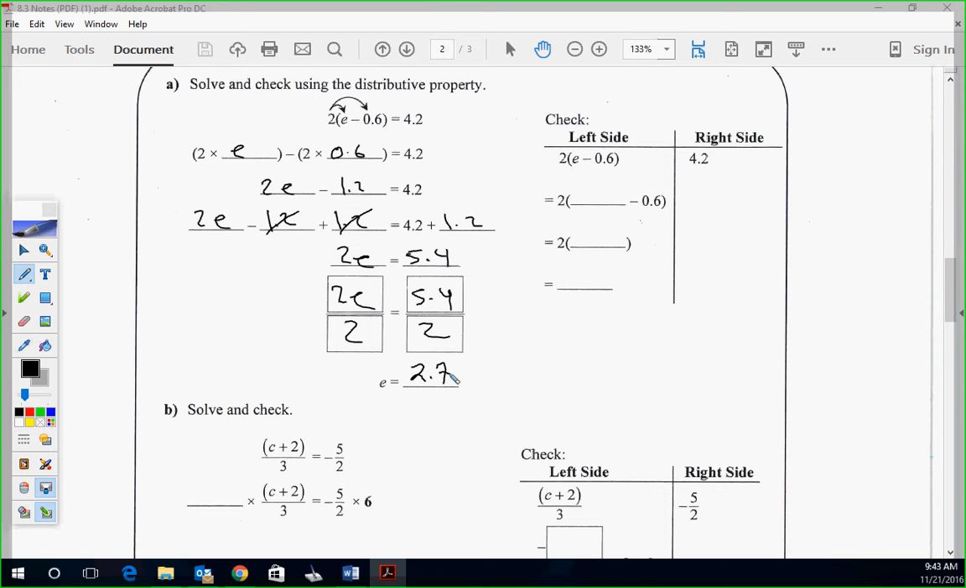Are we all right? Okay, I'll do the quick check here for you. So we got 2.7. 2.7 minus 0.6 is 2.1. 2 times 2.1 is 4.2. We have 4.2. So we feel really good about our answer. We just checked it.